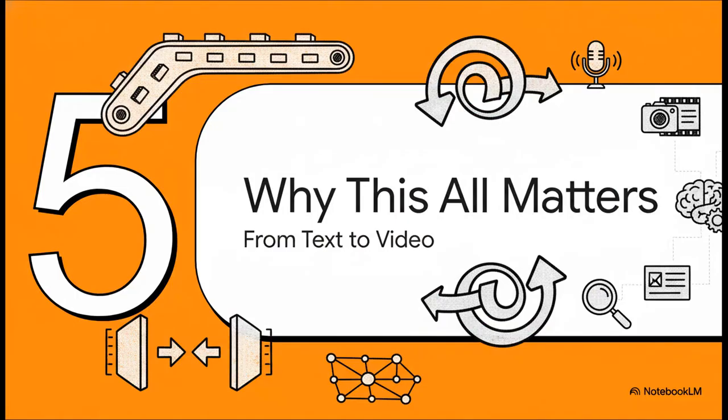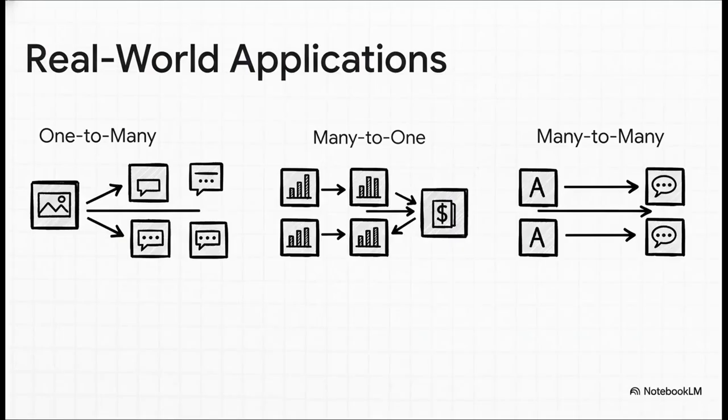So we've gone through all these cool ideas, conveyor belts, gates, looking backwards and forwards, but why does any of this actually matter? Well, because this technology is quietly running some of the most amazing AI features that we all use all the time. These architectures are just incredibly flexible. For instance, when an AI looks at one single image and writes a whole caption for it, that's a one-to-many setup. When it analyzes years of sales data to make one forecast, that's many-to-one.